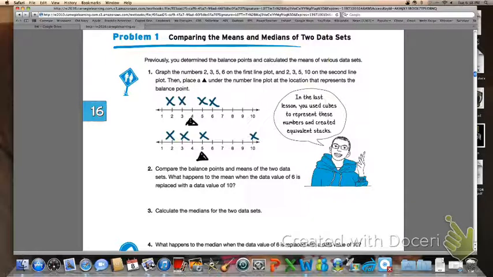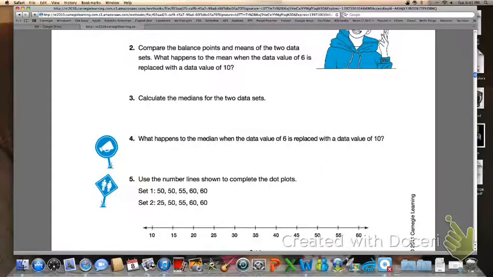Here are what your two line plots should look like for number 1. Go ahead and answer number 2, number 3, and number 4 with your group members based off of those two line plots that you constructed in number 1.